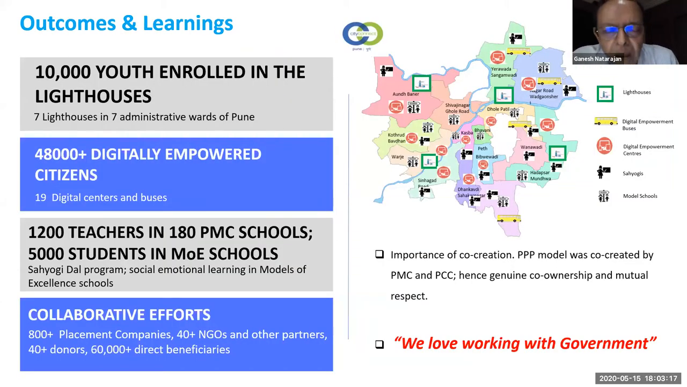What does this mean? Just in terms of outcomes over the last 5 years, and obviously it keeps scaling multiple times every year. 10,000 youth are enrolled in 7 lighthouses, which is what we call our skill centers, in the 7 administrative wards. We have 7 more to set up actually. Digitally empowered, our target is 2 lakh citizens digitally empowered. We've reached 48,000 and are adding at the rate of multiple per day, with 19 digital centers and buses. In the Pune Municipal Corporation schools, we've identified some models of excellent schools, and we have 1,200 teachers completely transformed through a Shikshak Sahyogi program, and 5,000 students in these models of excellent schools, which are making the difference.